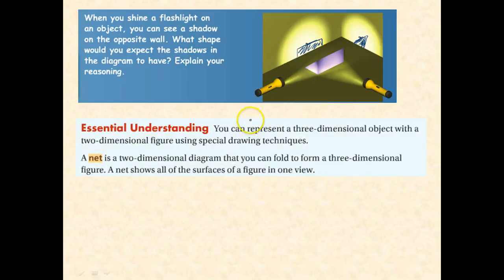You can represent a three-dimensional object with two-dimensional figures or using special drawings. These two-dimensional figures here, the rectangle and the triangle, represent two different views of this three-dimensional object. A net is a two-dimensional diagram that you can fold to form a 3D figure. The net shows all the surfaces kind of folded out into one view.